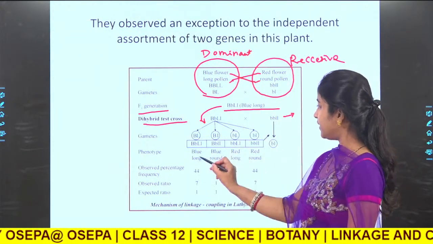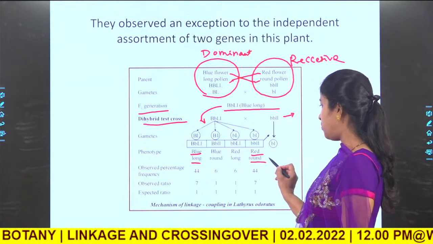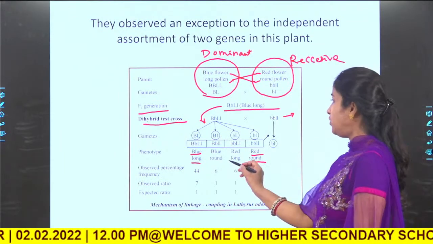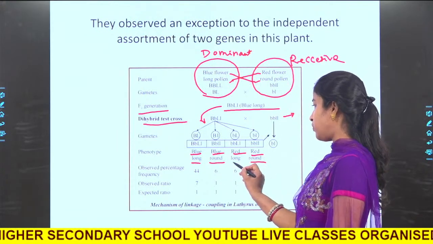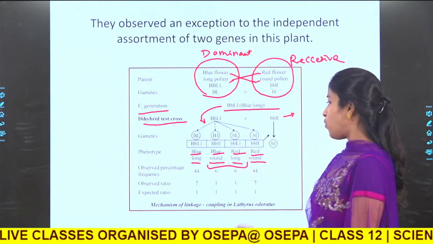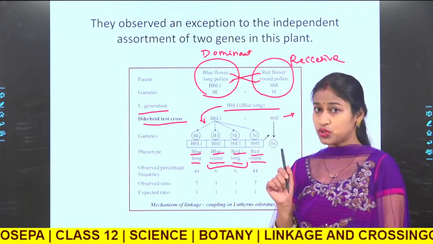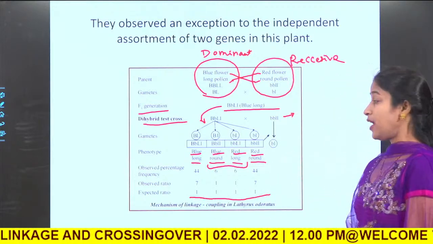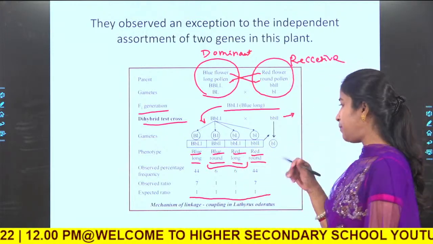So, we have blue flower long pollen and red flower round pollen as the parental characters, whereas blue flower round pollen and red flower long pollen are the new combinations. But what did they find? The test cross should give a 1:1:1:1 ratio. This should be the expected ratio if it properly followed Mendelism, or the law of independent assortment.